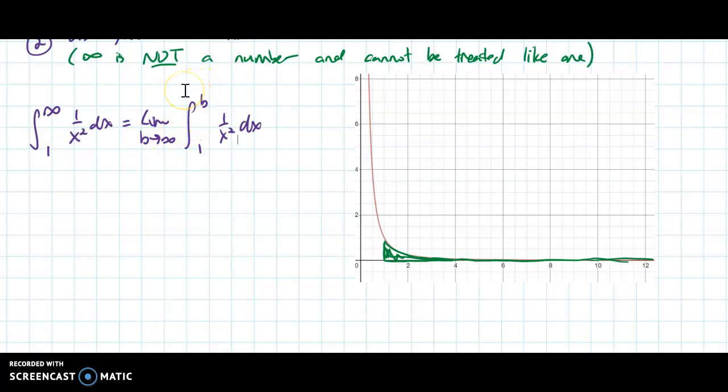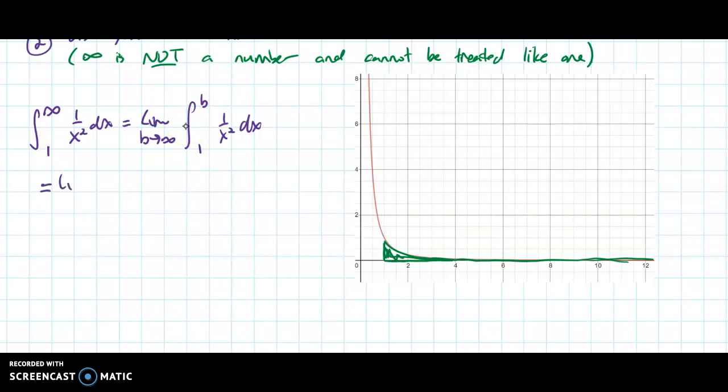You may say, why did you choose b and not a? Well, we usually talk about integrals from a to b. So if it's the lower bound that has an infinity, then I will use a. If it's the upper bound, then I'm going to use b. So let's go ahead and work this out.